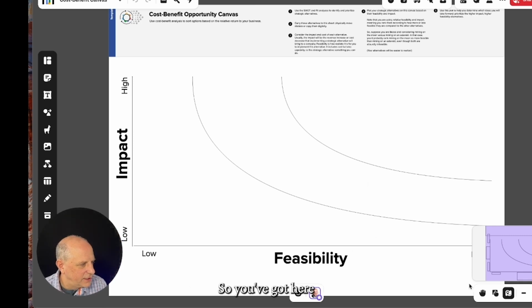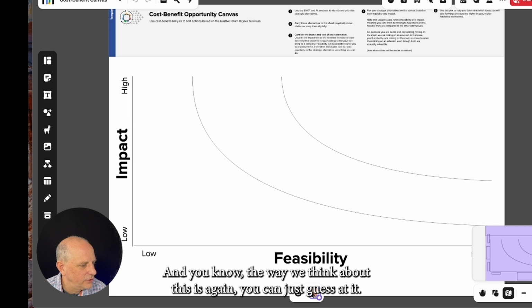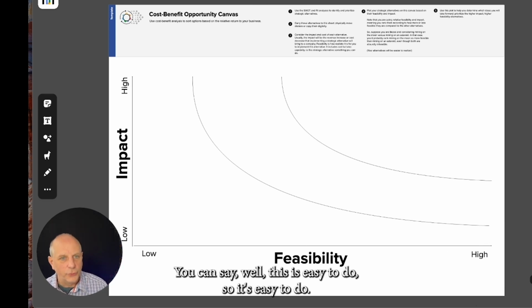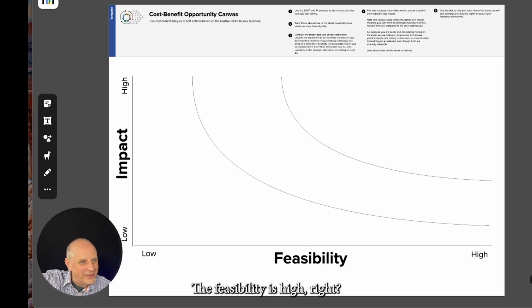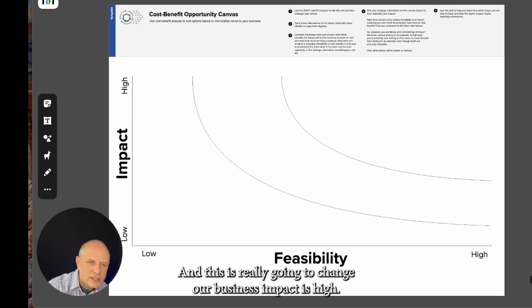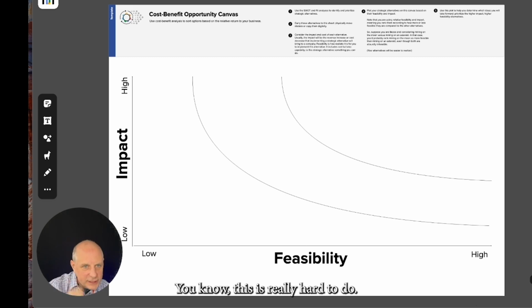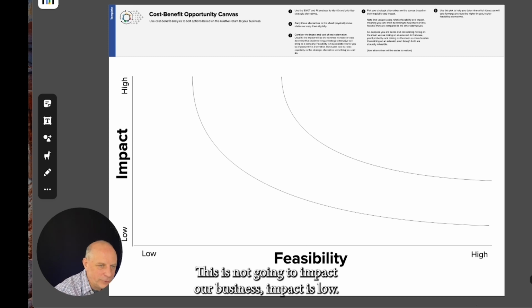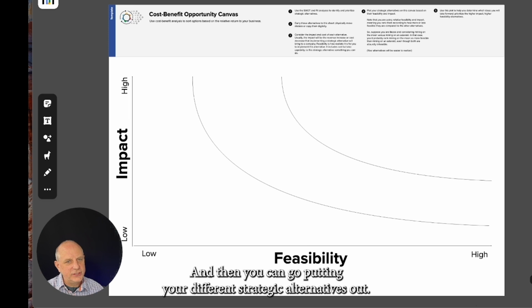So you've got here the impact on the y-axis, feasibility on the x-axis, and the way we think about this is, again, you can just guess at it. You can say, well, this is easy to do. So if it's easy to do, the feasibility is high, right? And this is really going to change our business. Impact is high. This is really hard to do. Feasibility is low. This is not going to impact our business. Impact is low. And then you can go putting your different strategic alternatives out.